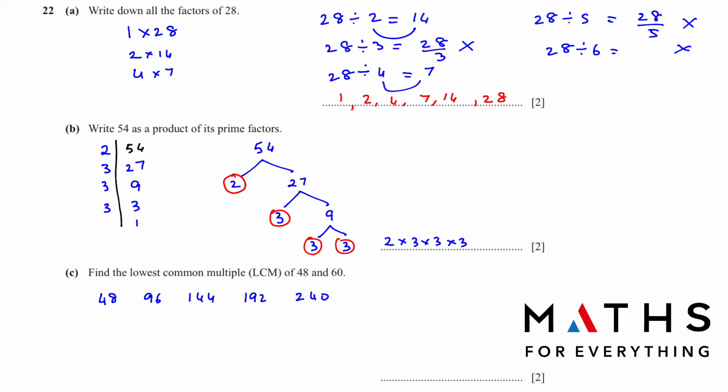Now do the same for 60. 60 times 2 is 120, 60 times 3 is 180, 60 times 4 is 240. You get a number that is common, 240 and 240. That is your least common multiple or lowest common multiple, 240.